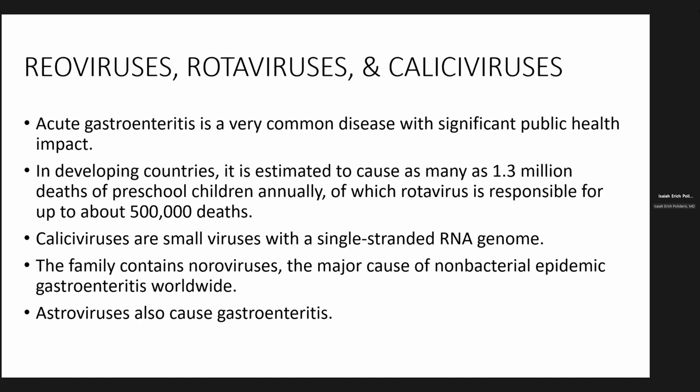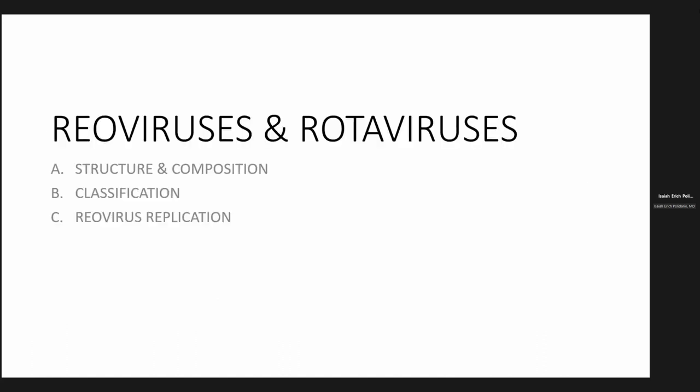So, Caliciviruses are small viruses with a single-stranded RNA genome, and the family contains noroviruses as well, which is the major cause of non-bacterial epidemic gastroenteritis worldwide. And astroviruses also cause gastroenteritis.